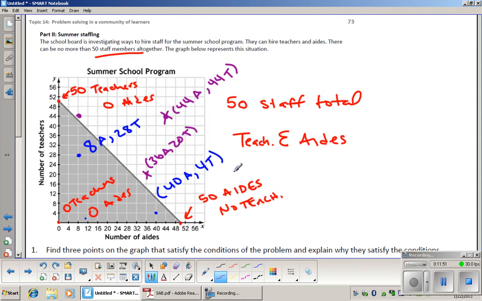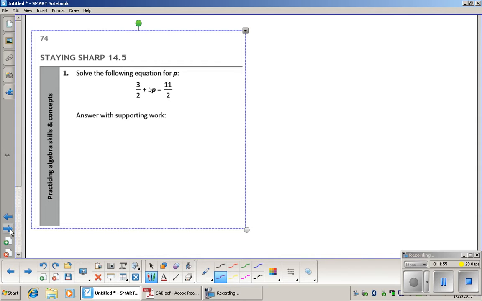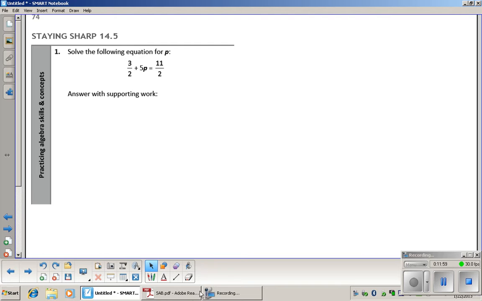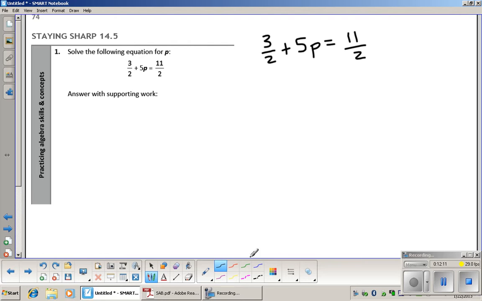Okay, staying sharp. Solve the following equation for P. Give your answer with supporting work. Oh, I love these. These look like how we started this whole thing, man. So let's check it out. I'm going to rewrite it big over here. 3 over 2 plus 5P is equal to 11 over 2. Now, here's what we're not going to do, guys. We are not going to lose our minds just because we see a fraction. We're going to deal with the fraction. We're going to be okay.